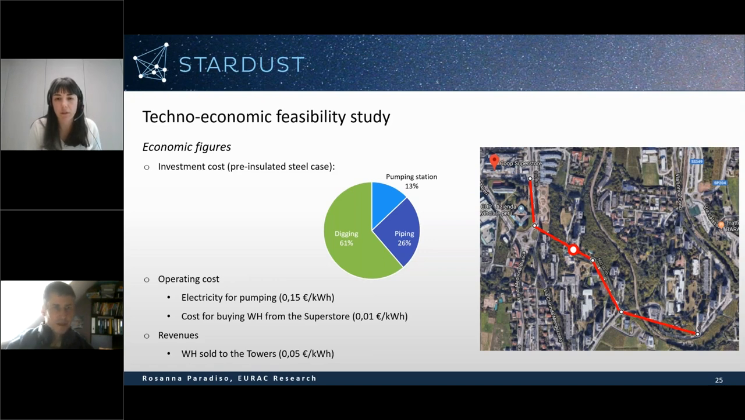Okay, thank you. Well, we do have another question. Can the process of assessing the technical economic feasibility of the recovery systems be automatically performed?